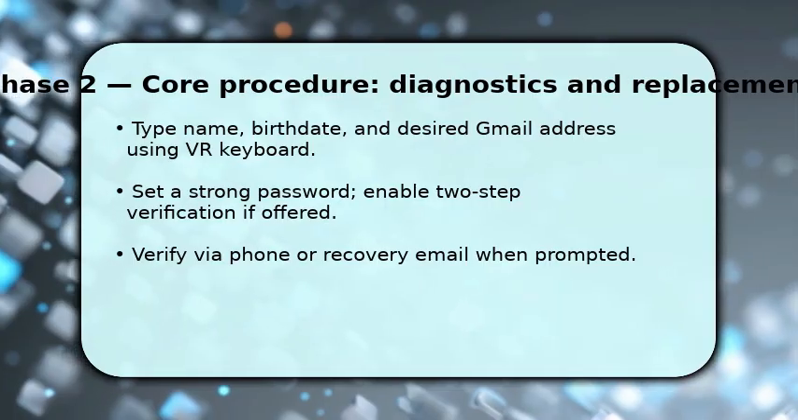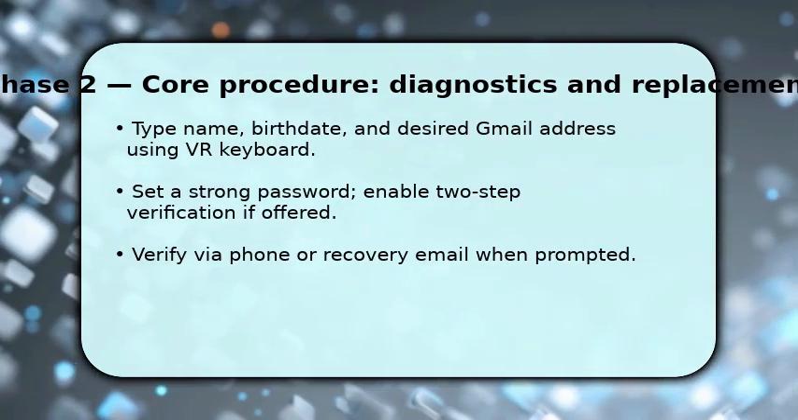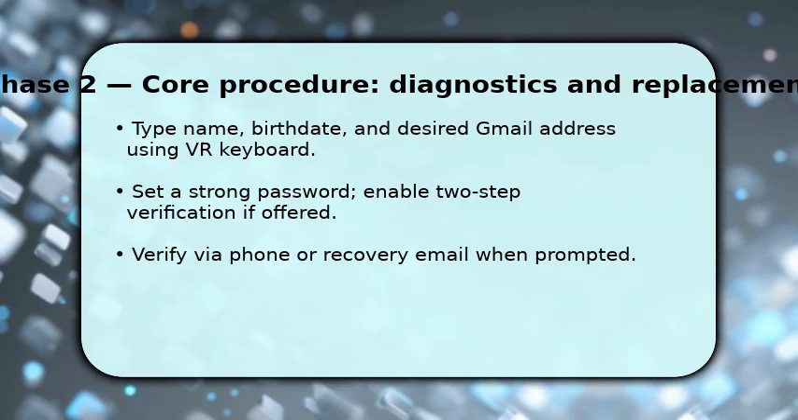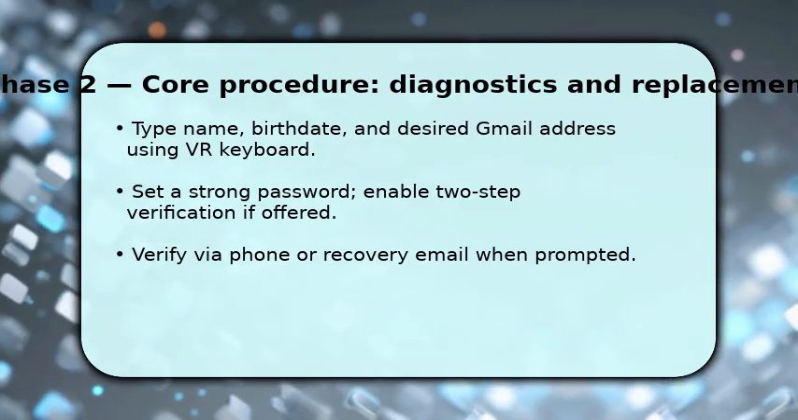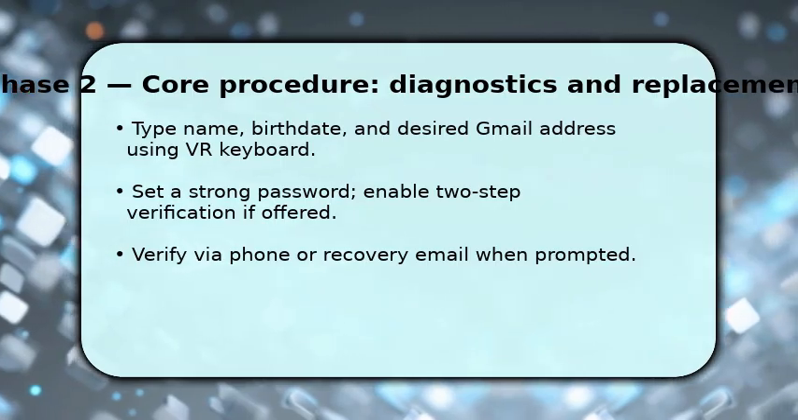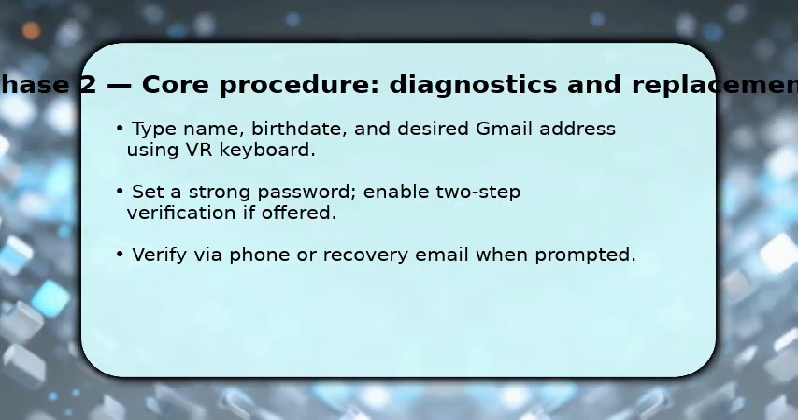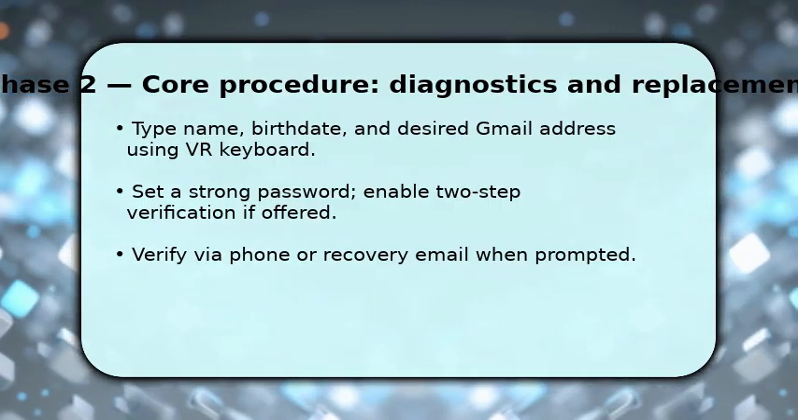Next, create a strong password, mix letters, numbers, and symbols, and accept any two-step verification prompts for added safety. When the system asks, confirm a phone number or recovery email so you can recover access. Once the verification code arrives, enter it carefully in VR and proceed to privacy and sync settings.